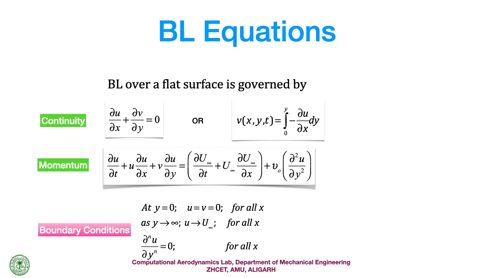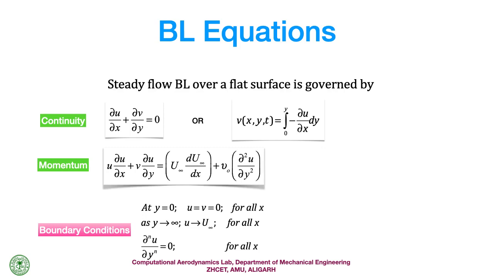Now, if the flow is steady, then these are the boundary conditions. You just drop the unsteady part and you get this. This is for zero pressure gradient. So these are the boundary layer equations. If you have a zero pressure gradient, then du infinity by dx is also 0. So you have u del u by del x, v del u by del y, and plus mu del 2u over del y square.